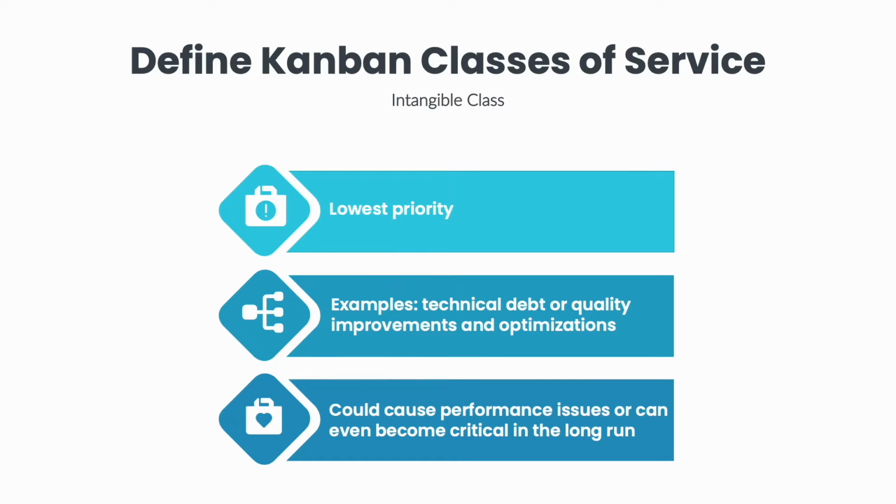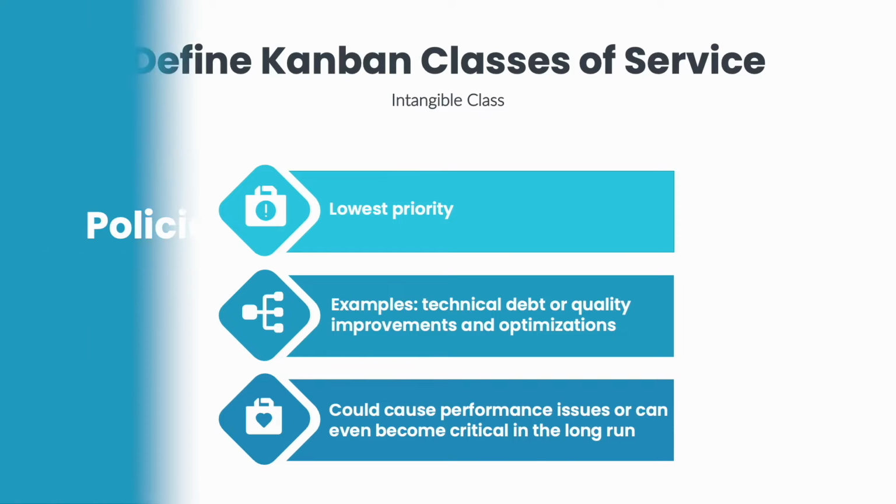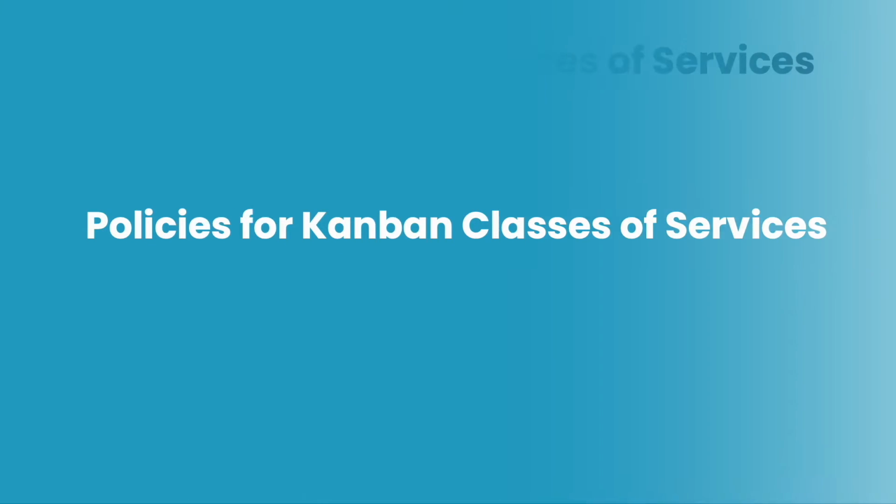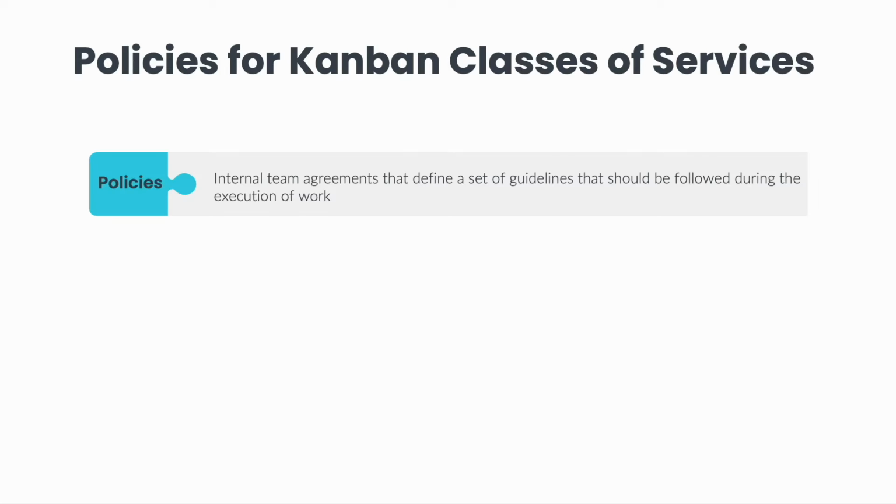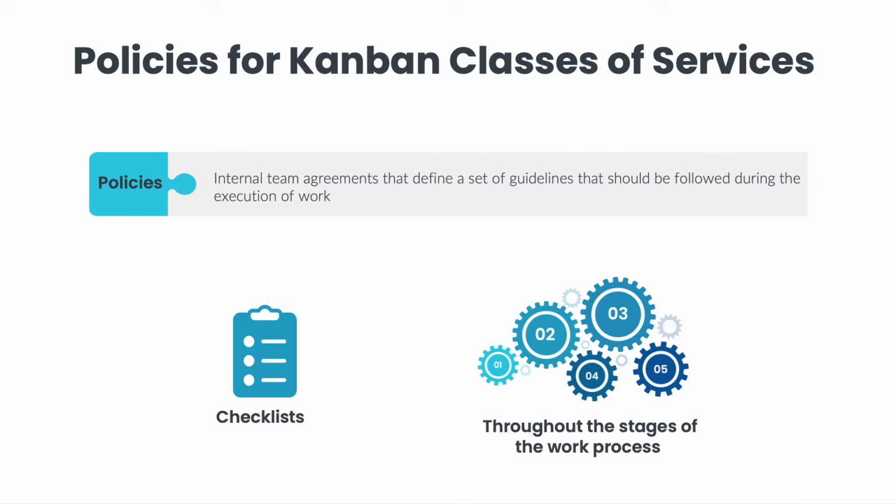All these classes of service have some additional defined rules, also called policies, that make it easier to know when and how to use each class of service. Let's look at those in the next session. Policies for Kanban classes of services. The policies for classes of services are really just internal team agreements that define a set of guidelines that should be followed during the execution of work. You can think of them as a checklist that says what needs to be done throughout the stages of the work process. They must be simple, well-defined, visible to everyone, and easy to modify.